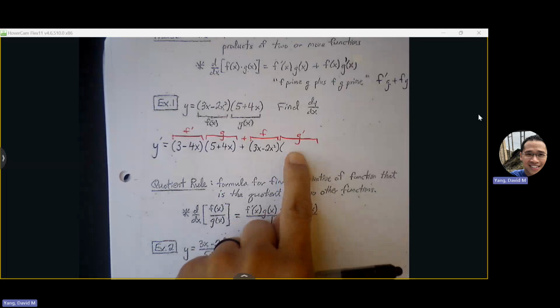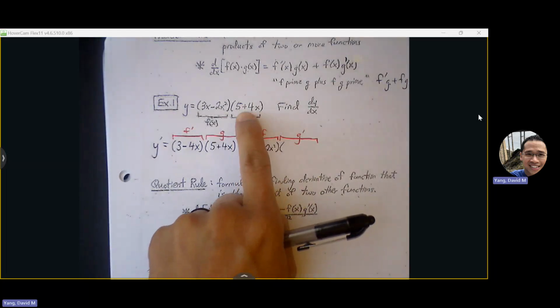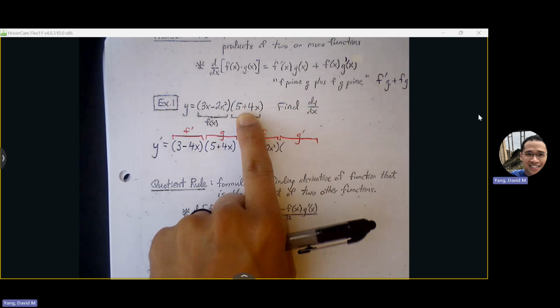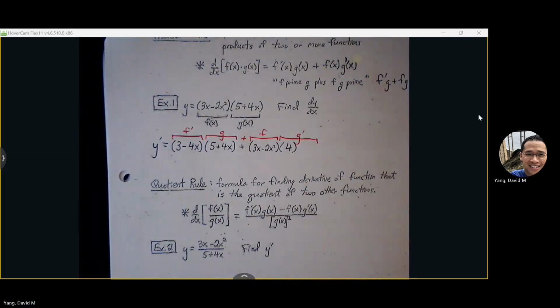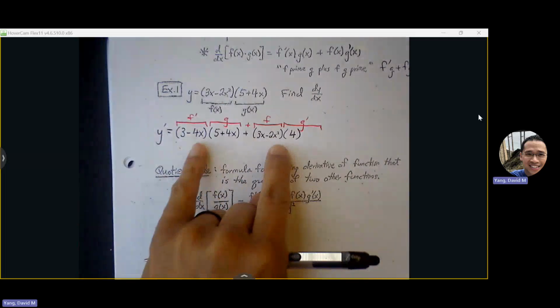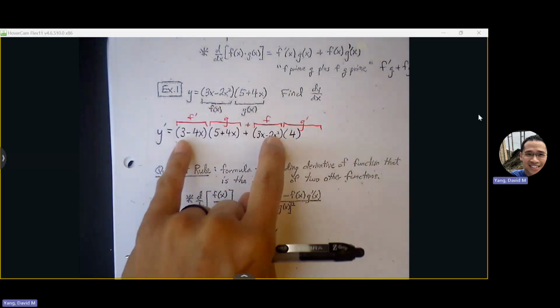And then g prime. G prime is the derivative of 5 plus 4x. What's the derivative there? Just 4. Yeah, the 5 goes away, just left with 4. So this is our derivative function.